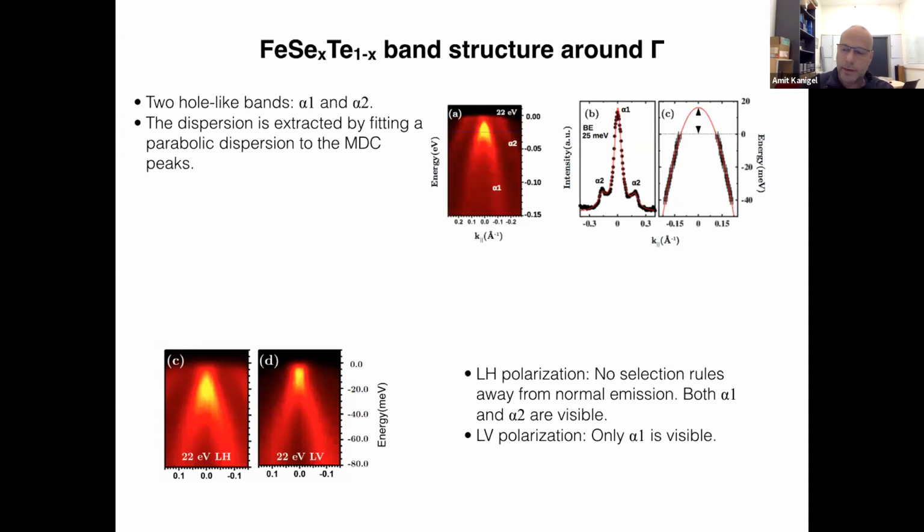Now, it's a relatively complicated band structure because there are many pockets and many orbitals. So when we change the polarization and the orientation of the samples, we can get a lot of information about the orbital content of these bands, and these will be important. For example, here you can see that just by switching the polarization, we can completely get rid of this alpha 2 band, which would be very useful for looking at this band inversion.